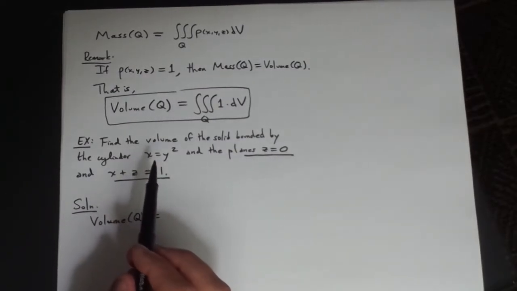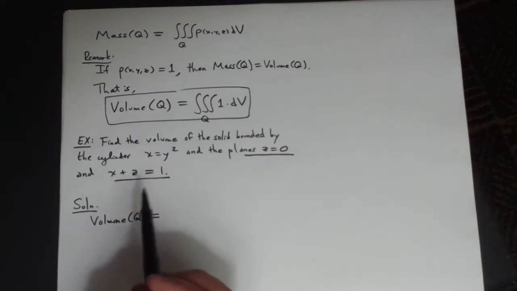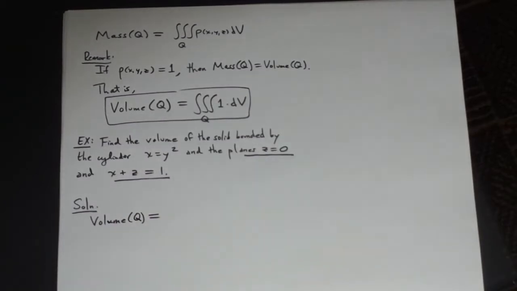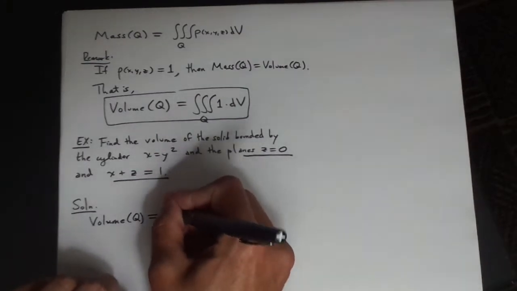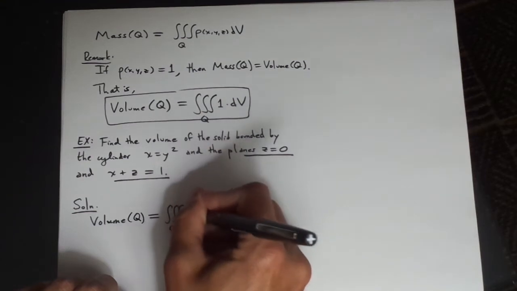We're going to find the volume of the solid bounded by the cylinder x equals y squared and the planes z equals 0 and x plus z equals 1. To find that volume, I'm going to be calculating a triple integral over Q of 1 times dV.